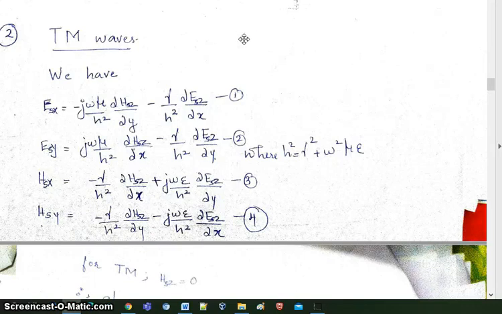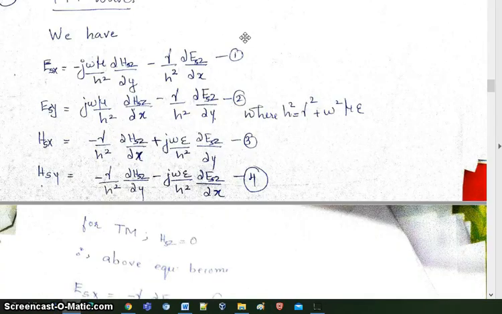So next we will see the derivation for the components of TM mode in a rectangular waveguide. Now we have equations 1, 2, 3 and 4, that is for ESX, ESY, HSX and HSY for a rectangular waveguide, and you can see the derivation for equations 1, 2, 3 and 4 in the PDF titled derivation for rectangular waveguide. Okay. So these are the components of ESX, ESY, HSX, HSY, where h square is equal to gamma square plus omega square mu epsilon, where gamma is your propagation constant.